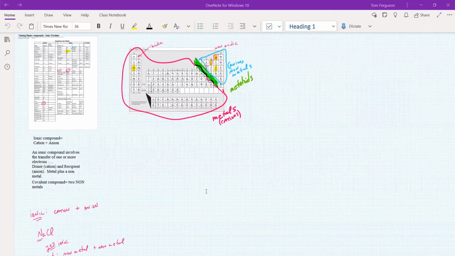So, what I'm going to do is continue on and talk a little bit more about naming binary compounds, particularly the ionic compounds. And if you haven't started on that worksheet yet, there's a lot to it.